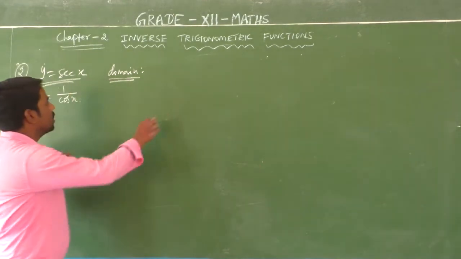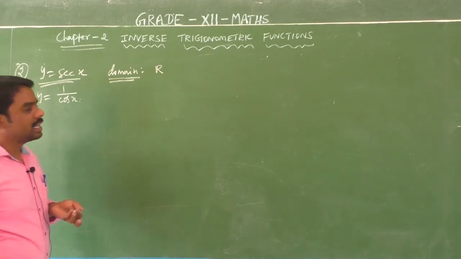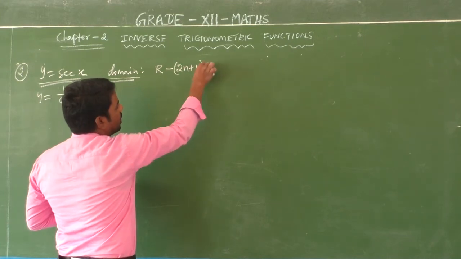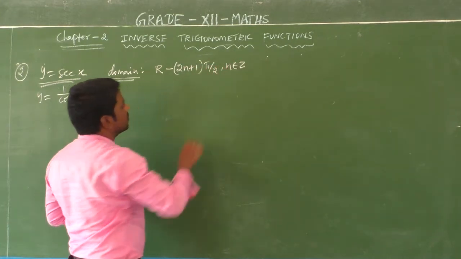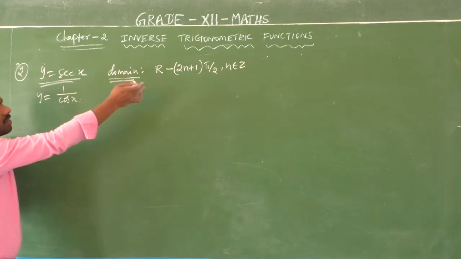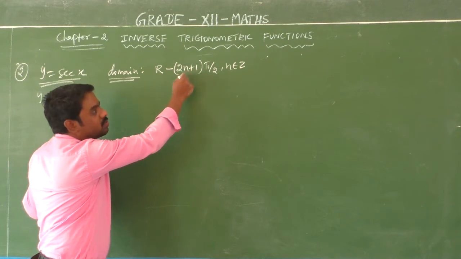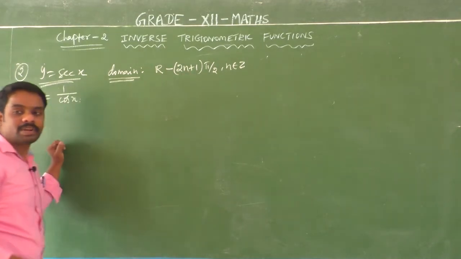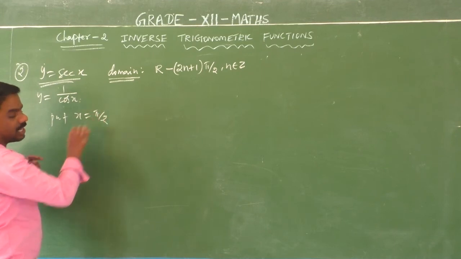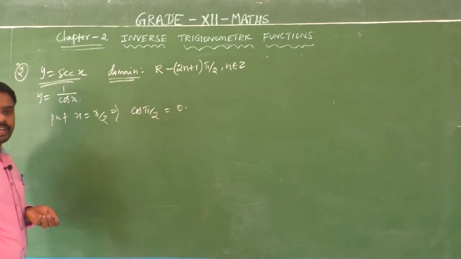Okay, listen. The domain of this function secant x is the set of all real numbers except 2n plus 1 into pi by 2, n belongs to z. Why, sir? Substitute this value 2n plus 1 into pi by 2 with any n. Put n equal to 0. We take 0 plus 1 into pi by 2, that means 1 pi by 2. So put x equal to pi by 2, which implies cos pi by 2 is 0.